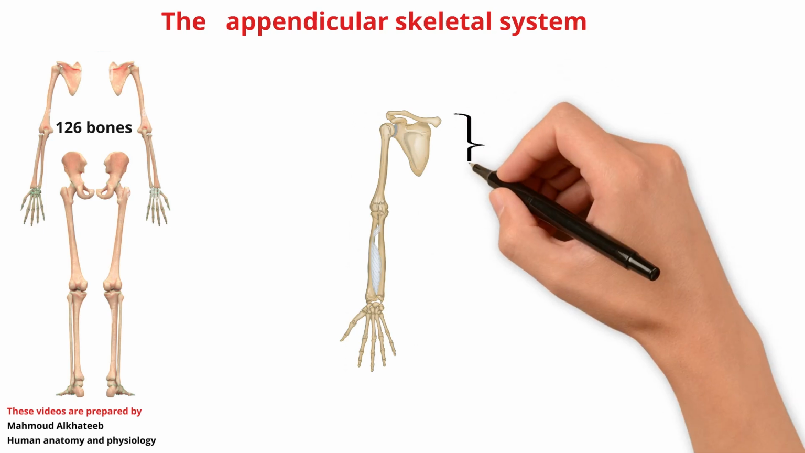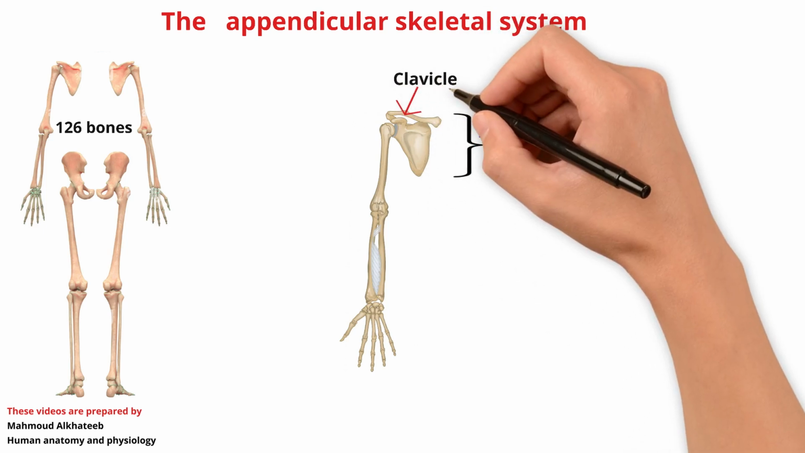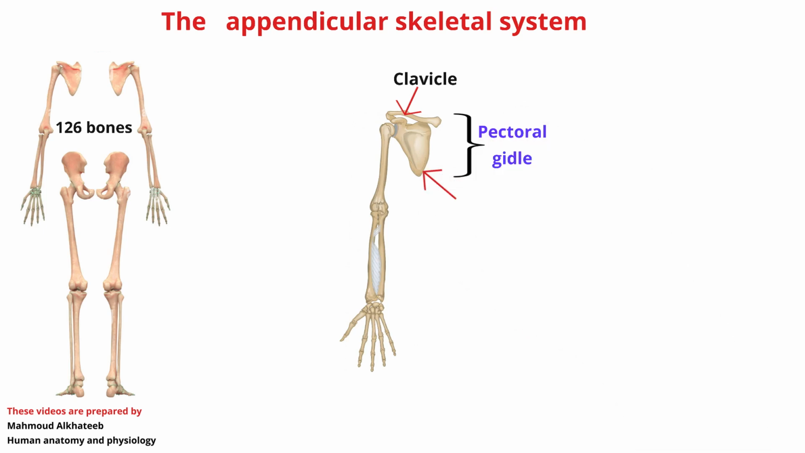Let's observe the major bones forming the pectoral girdle. These are 2 bones, namely, the clavicle or collarbone and scapula, also known as shoulder blade. The pectoral girdle connects the upper limbs to the axial skeleton. It also allows for a wide range of arm movement and provides support for the shoulder.